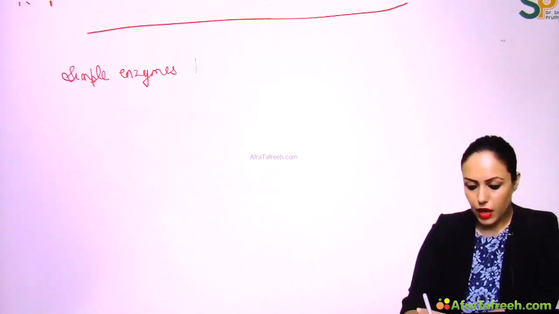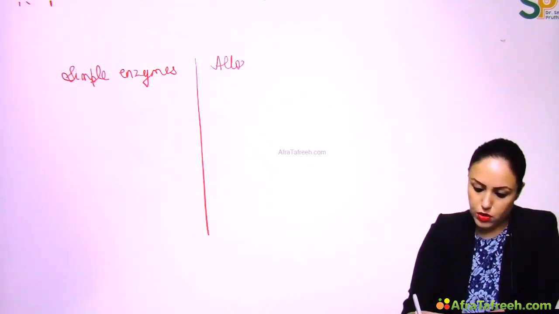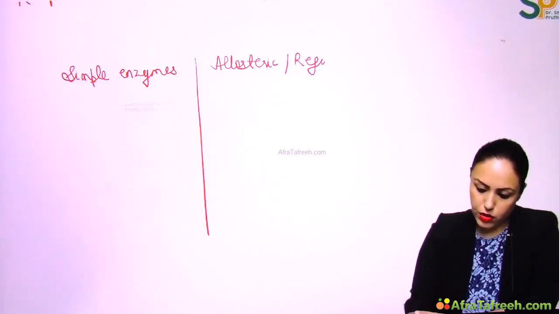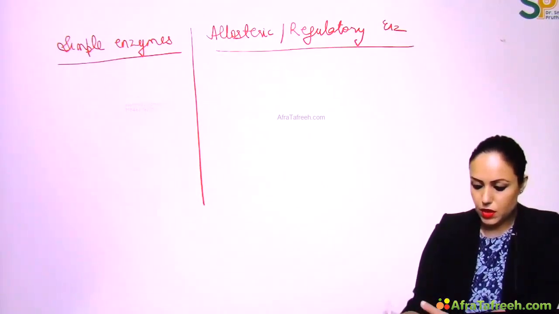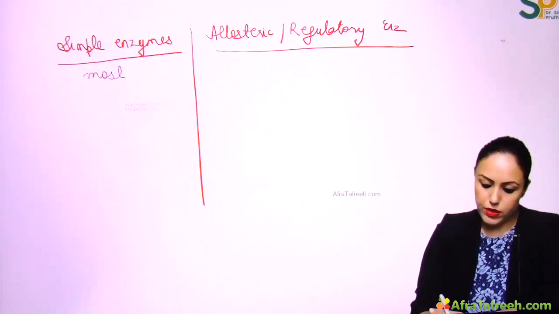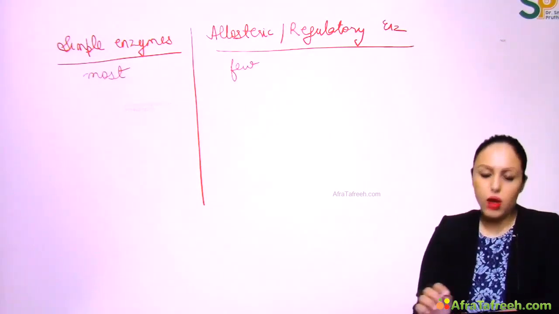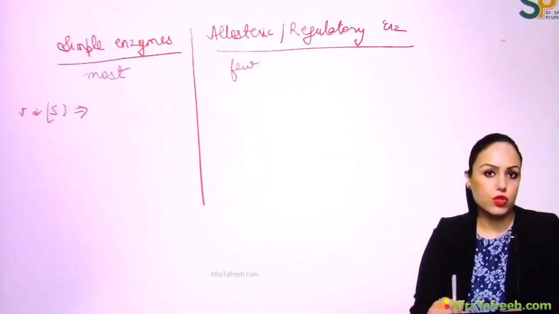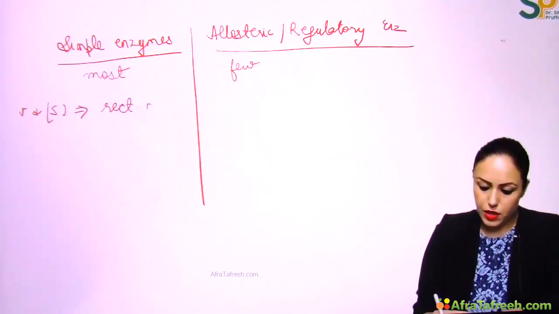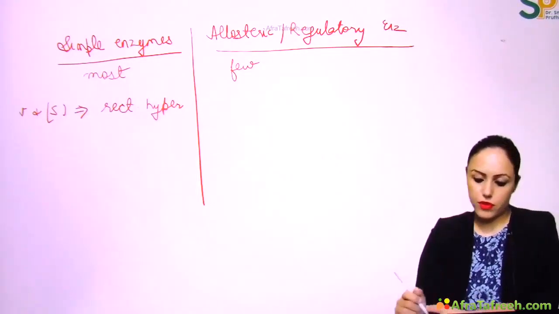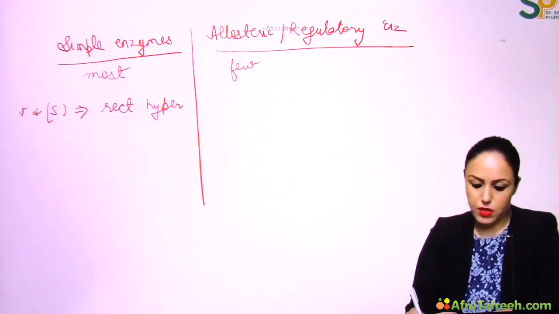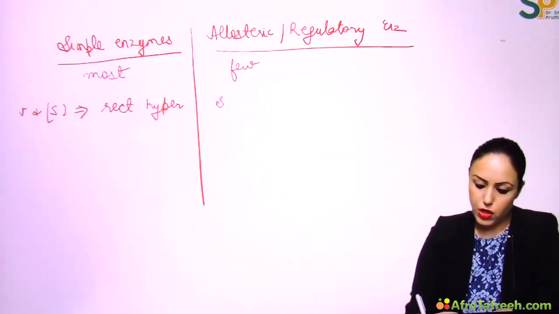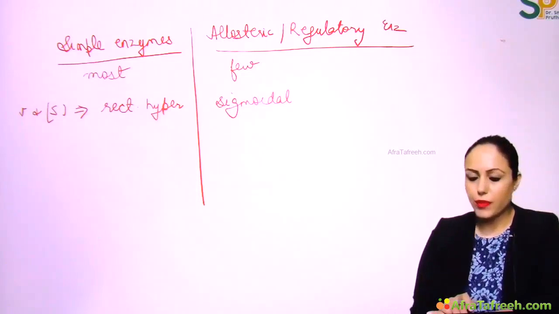Right? But we have other enzymes also, which are allosteric or regulatory enzymes. Simple enzymes, allosteric or regulatory enzymes. Most of the enzymes are simple enzymes. Few are allosteric enzymes. The graph between velocity and substrate concentration in case of simple enzymes is a rectangular hyperbola graph, but the graph between velocity and substrate concentration for allosteric enzymes is sigmoidal or S-shaped graph.